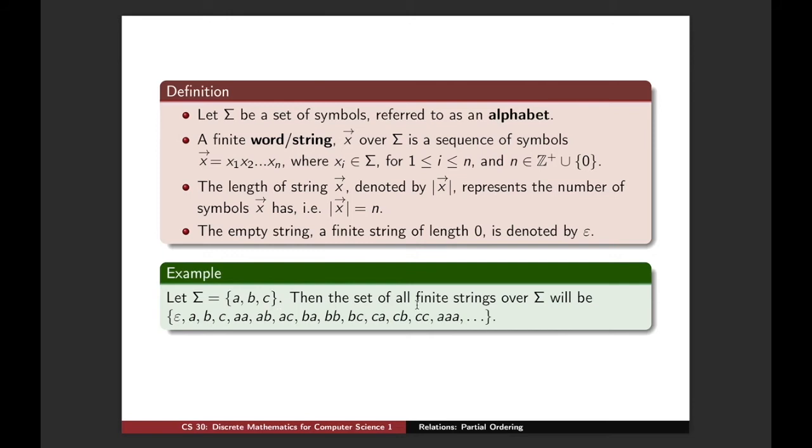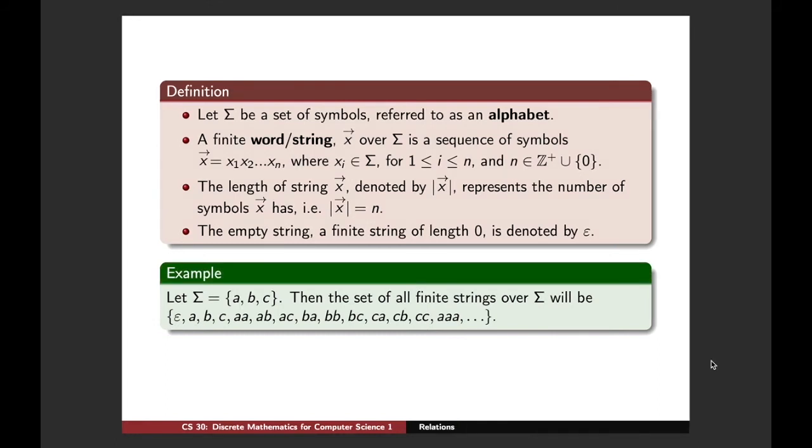So the set of all finite strings over this alphabet is as follows. So you have your empty string, length 0, A, B, C. So these are your strings of length 1, AA, AB, AC, BA, BB, BC, and so on. So all these will be your strings of length 2, and so on.